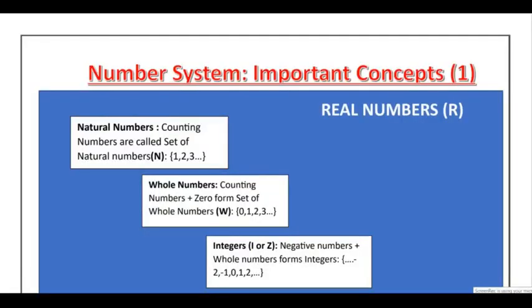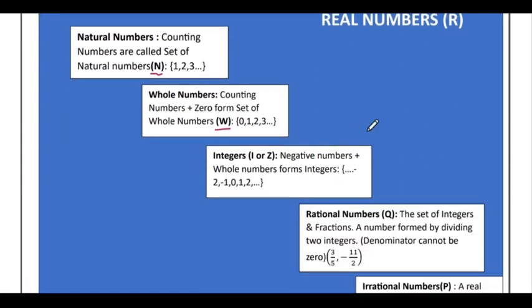So let us see what all the important points in number system concepts are. The real number system consists of natural numbers, indicated by capital N, starting from 1: 1, 2, 3, etc. Whole numbers: when you include 0 in the set of natural numbers, you get whole numbers, indicated by capital letter W. Integers are represented by I or Z, and when you include negative numbers with the set of whole numbers, you get integers.